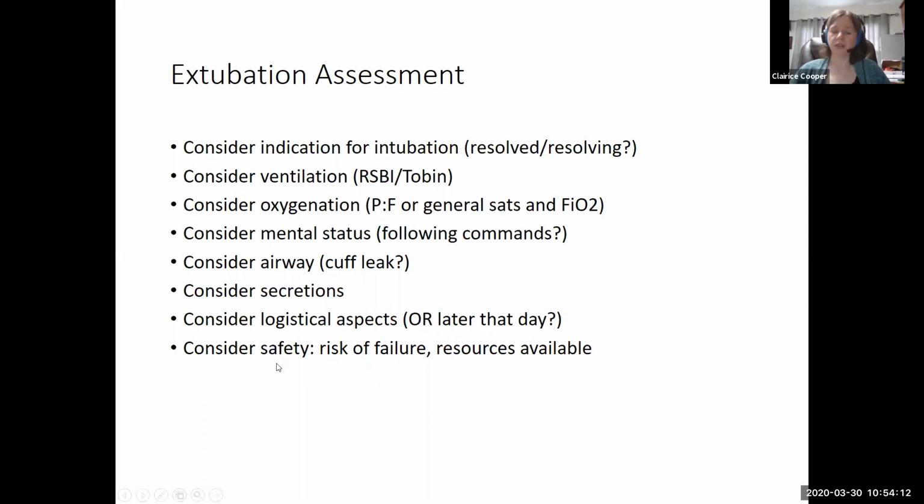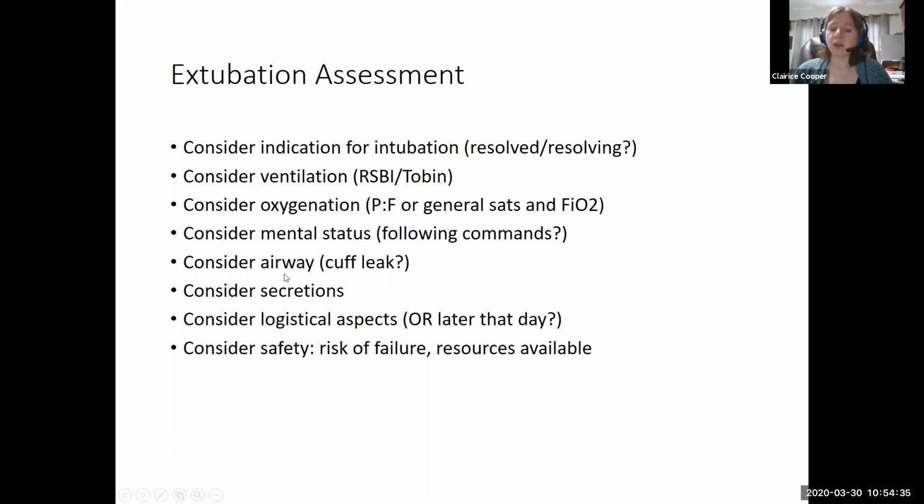So these are all the things we need to consider. Why were they intubated? Is that resolved or resolving? We looked at the Tobin. We looked at the oxygenation. You want to look at the mental status. Are they following commands? People get intubated for inability to protect their airway. We should also be considering that when we extubate them.